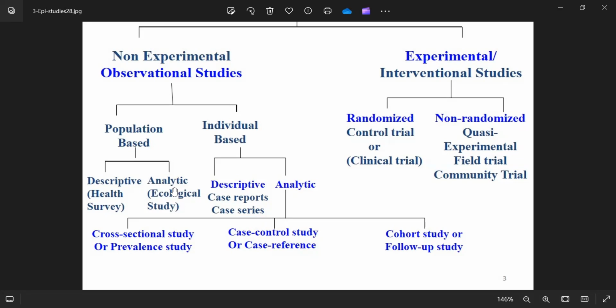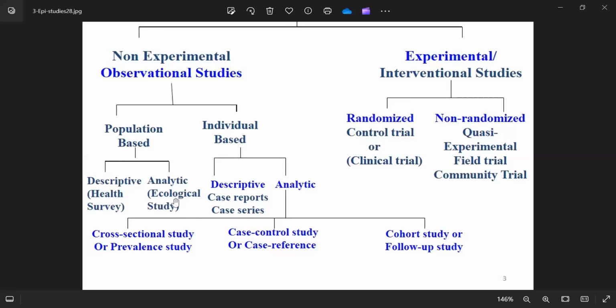Take note, in the other one, the descriptive part of it, you are only reporting what you saw. But in analytical, you are going to compare to see if there is a relationship between the two variables of interest. In analytical, we are not doing experiments. We are not experimenting because there's no control group and there's no manipulation. But in experimental, there is a control group and you are going to carry out an experiment.